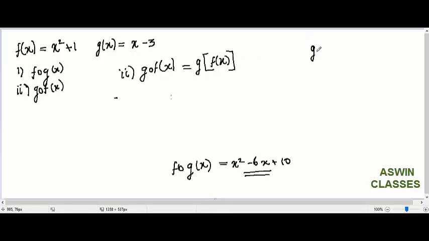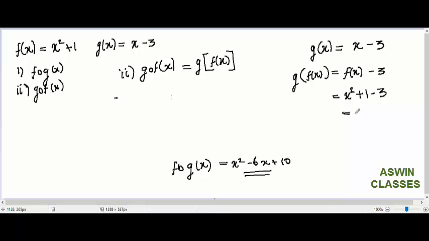See, your g of x is defined in this way, x minus 3. If here it is x, then this will be x. So what about g of f of x? So in place of x you have to put f of x. So f of x minus 3. But f of x is equal to x square plus 1. So x square plus 1 minus 3, which will give you x square minus 2. So g composition f of x is equal to x square minus 2.